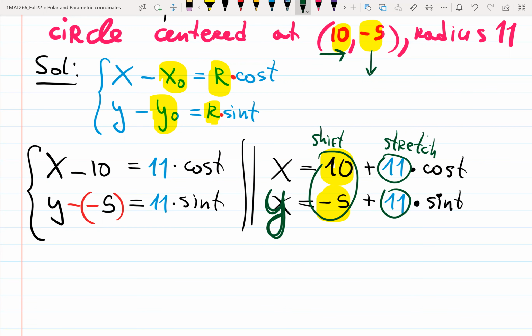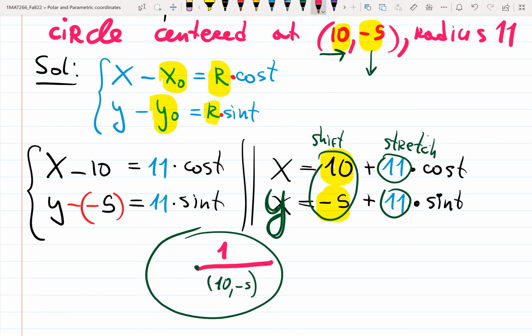Does it make sense? Instead of being at 0, 0, the center was shifted 10 units to the right and 5 units down. So it's -5. The center is 10 and -5. And then this, how big the circle is. 11 units radius big. What do you think about that?